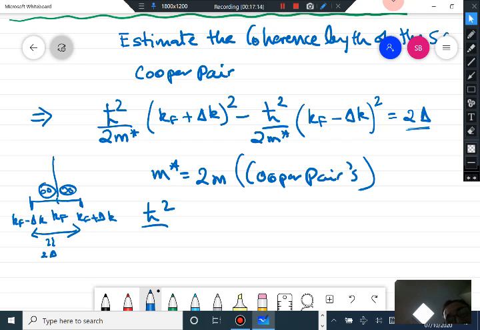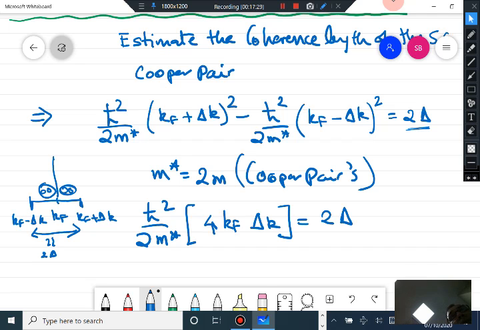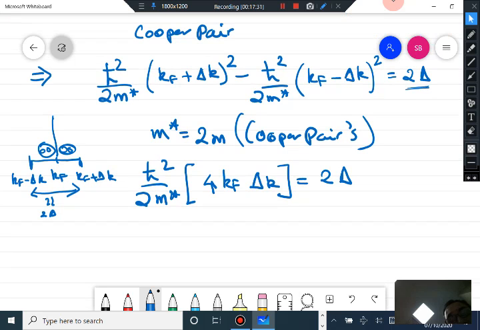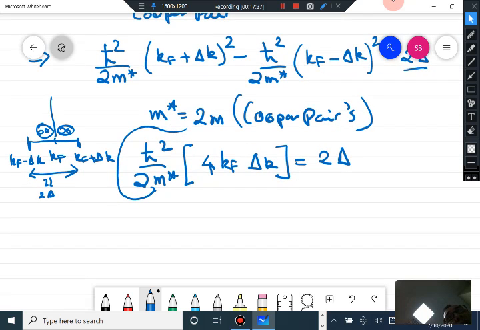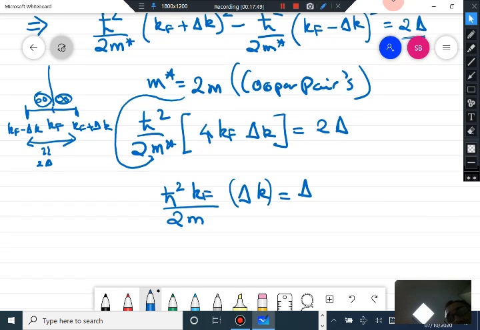So ħ²/2m* times ... if I open this out, this is equal to 4 times kF δk is equal to 2Δ. Okay, and if I put m* here and simplify, then I will get ħ²kF/2m δk is equal to Δ. Now, of course, this Δ and these δ are not the same. This is just the difference δ. This represents the difference δ.